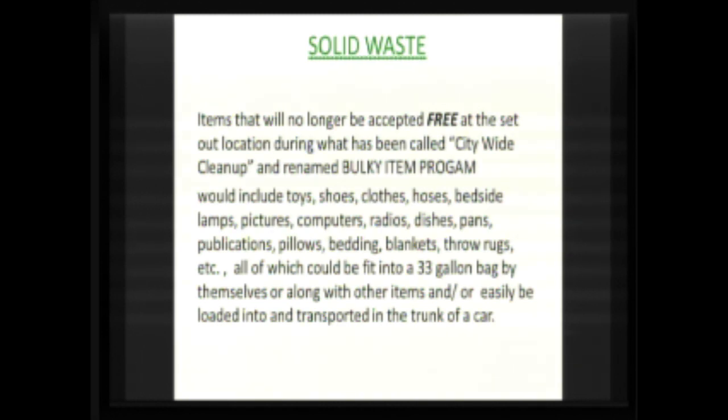So, items that will no longer be accepted free at the set-out location during what has been called citywide cleanup, maybe renamed the bulky item program, would include things like toys, shoes, clothes, hoses, bedside lamps, pictures, computers, radios, dishes, pans, pillows, bedding, blankets, throw rugs, etc., all of which would fit into a 33-gallon bag by themselves, or along with other items, and easily could be loaded into and transported in the trunk of a car.